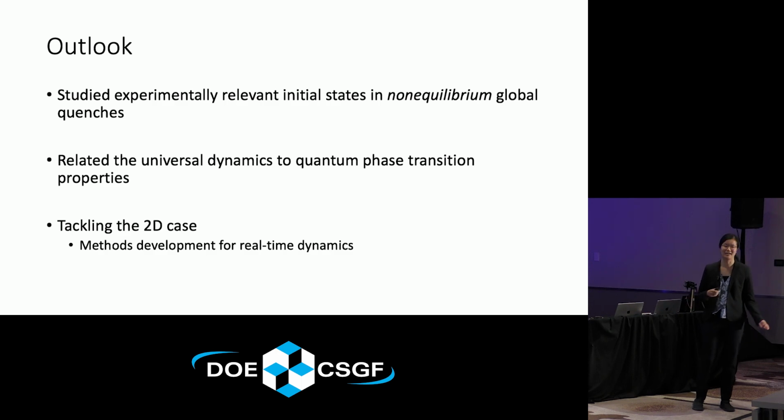And that's basically the outlook of this 1D project, where we were able to look at these two classes of experimentally feasible initial states, do non-equilibrium quenches, and relate their universal dynamics back to the underlying quantum phase transition. So that leaves the here-be-dragons 2D territory for future work, where probably the first step is to consider methods development for quantum real-time dynamics, a very, very hard problem. And another step would probably be to consider effective classical models and ways to think about this as experiments become more and more capable of simulating this kind of dynamic.